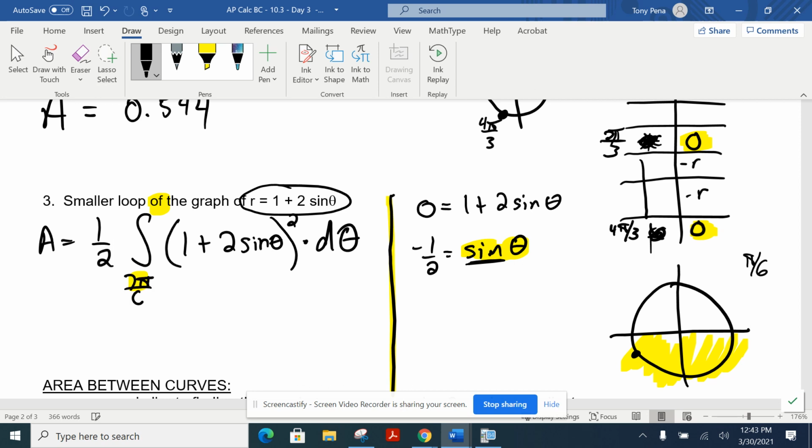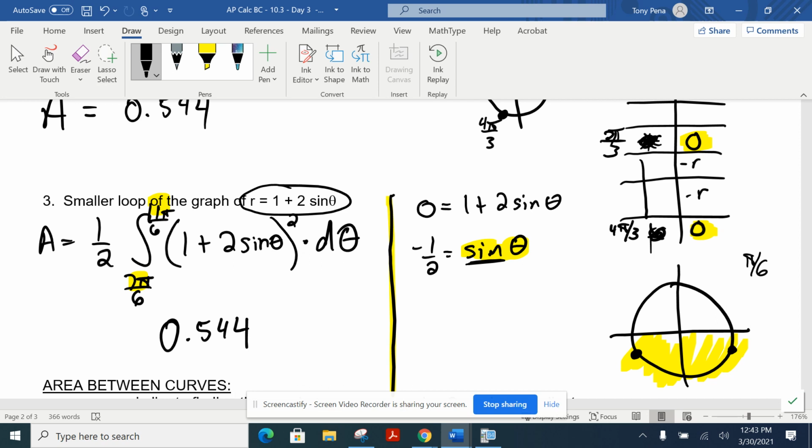Good. So this would be 7 pi over 6. That's the pi over 6 angle in the third quadrant. And then 11 pi over 6 is the pi over 6 angle in our fourth quadrant. Now, these are the exact same graph, just rotated 90 degrees. So this would also give you the exact same answer, 0.544. I just wanted to go through solving the trig equation again to make sure we understood what we just did.